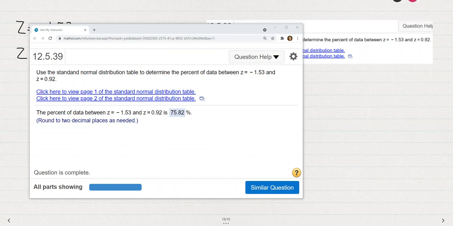This question is asking you to use the normal distribution table to calculate the area between two z-scores. Notice that the question says use the standard normal distribution table to determine the percent of data between z equals negative 1.53 and z equals 0.92.